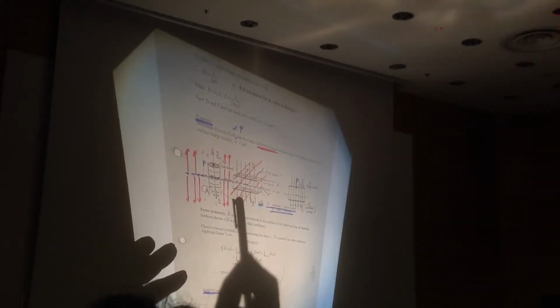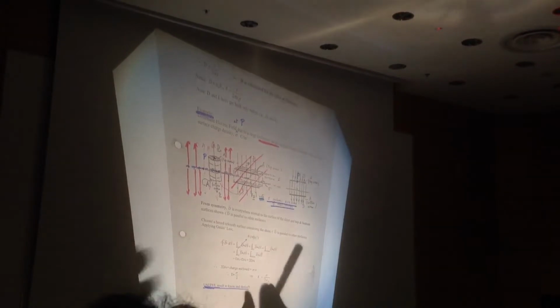Okay? Now let's look at another illustration of this. What we see is that if we have a sheet of charge of charge density sigma coulombs per meter squared, we can find the field.